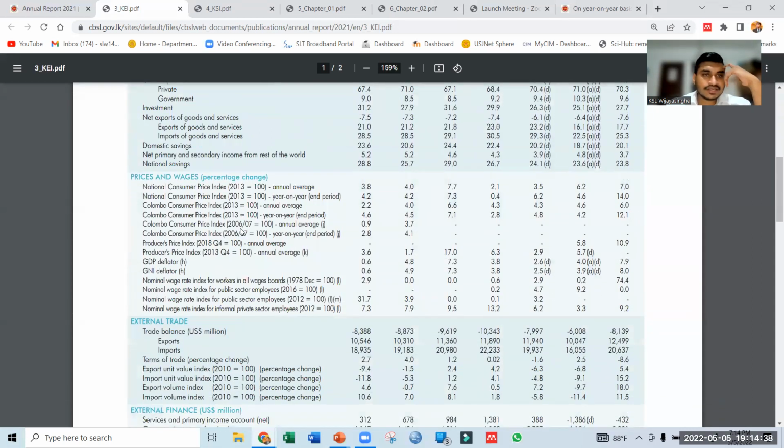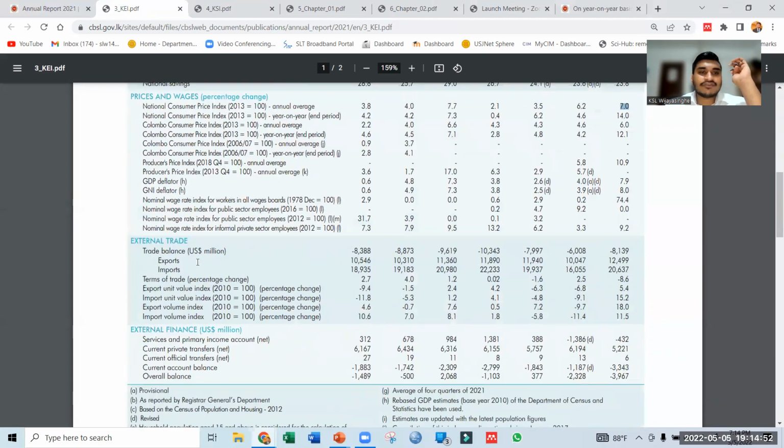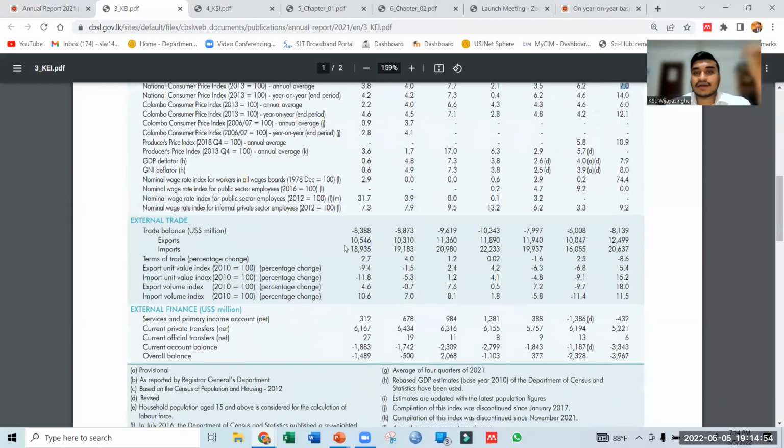ඊට පස්සේ මෙතන මේ inflation values දීලා තියෙනවා 7 point. ඊට මේ CCPI Colombo Consumer Price Index එක තියෙනවා, National Consumer Price Index එක තියෙනවා, right? So ඒවල values දීලා තියෙනවා. External trade, අපේ බලන්න export. So this is basically the trade deficit. Okay.